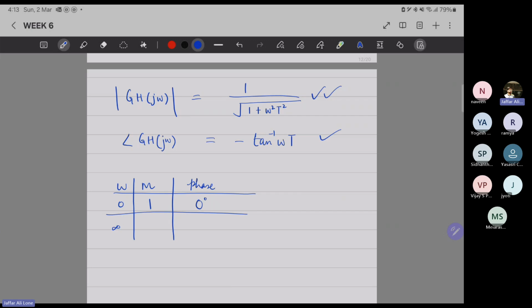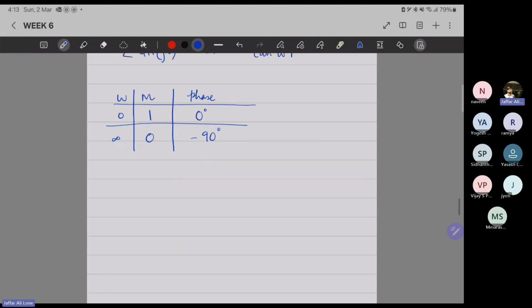And then if I put omega as infinity, what should I get? Magnitude 0. Phase, if I put omega as infinity, what should I get? Minus 90, minus 90 degree. Right. So okay, let's then plot it.